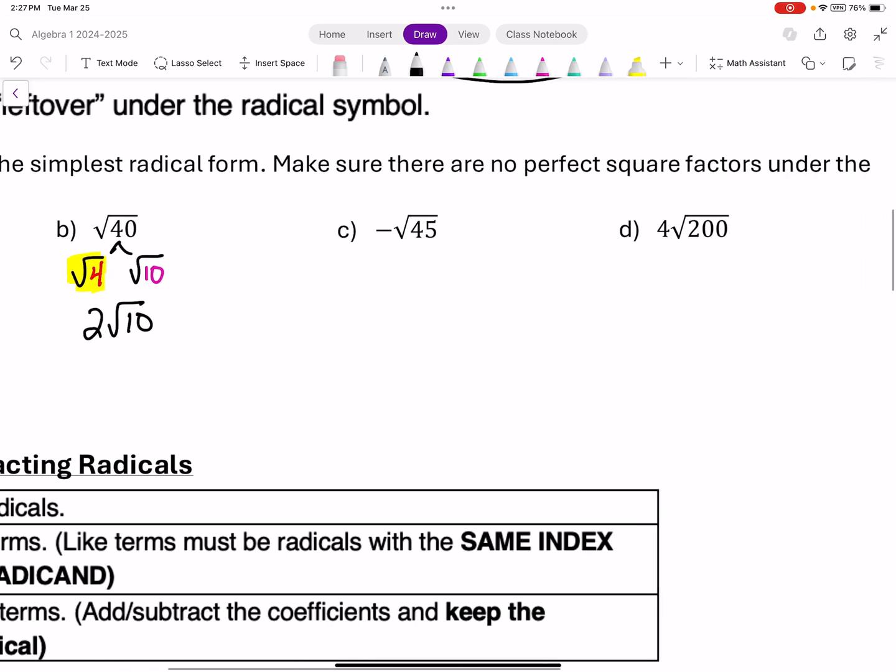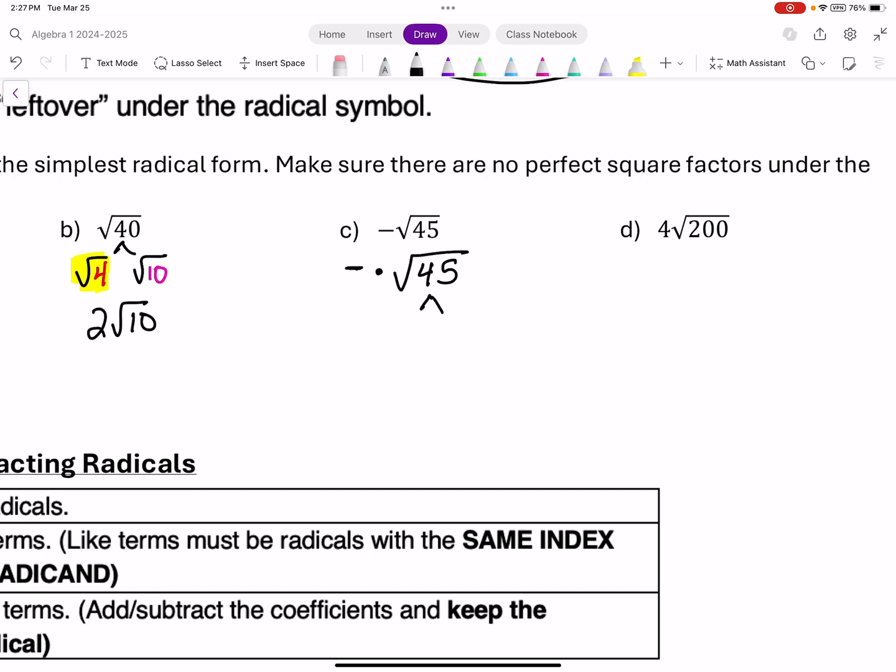On letter C, we have a negative in front, and so what that negative means is we are going to multiply it by anything that comes out of our radical. So 45 is not a perfect square, so we're going to go ahead and break it up. The perfect square that can go in here is 9, 9 and 5. This is our perfect square.